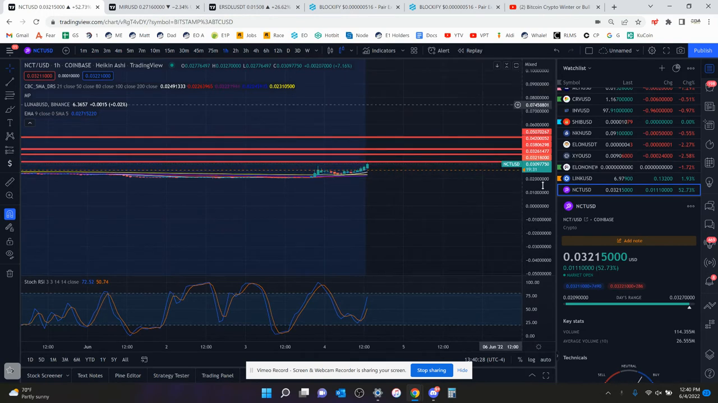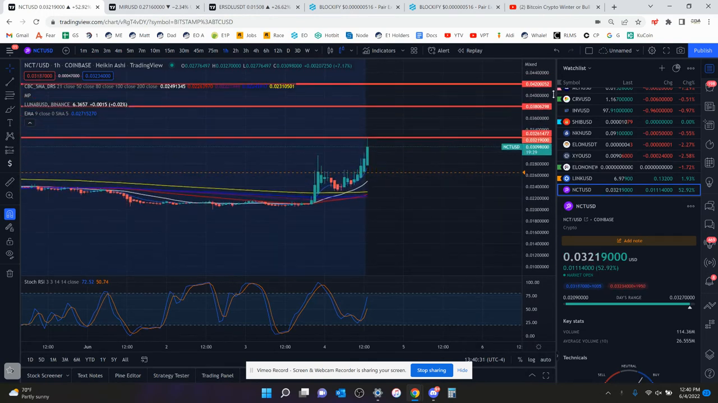It is up 52%, going for a nice rally. Wow, it's had a nice drop, though, since I last looked at it. The support we were using last time is now turned into what we're currently being rejected by. Currently, the resistance is 3.2 cents. If you break that, you will have a nice move up to 3.8 cents.